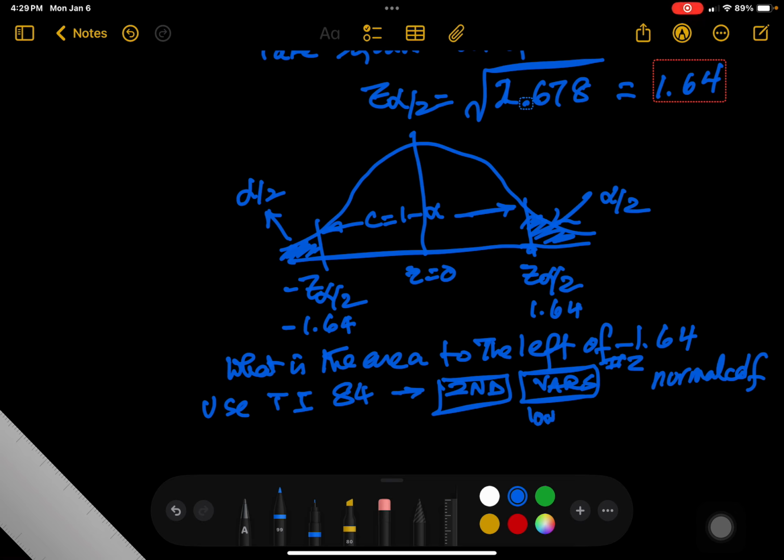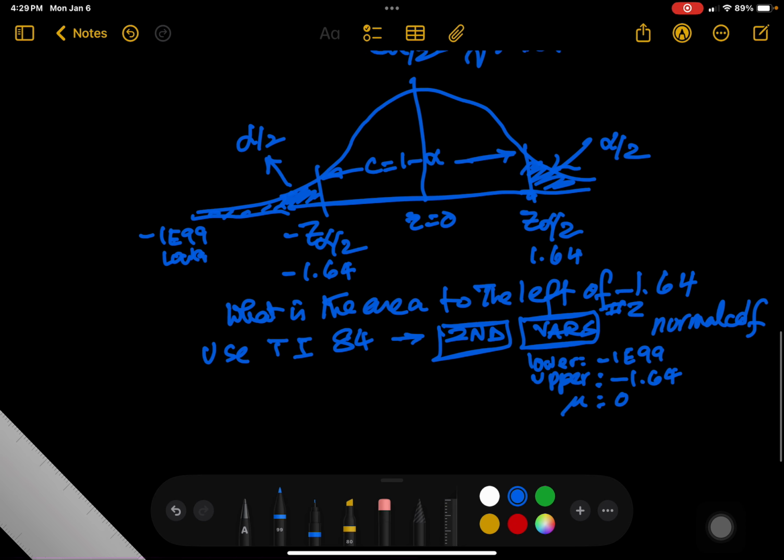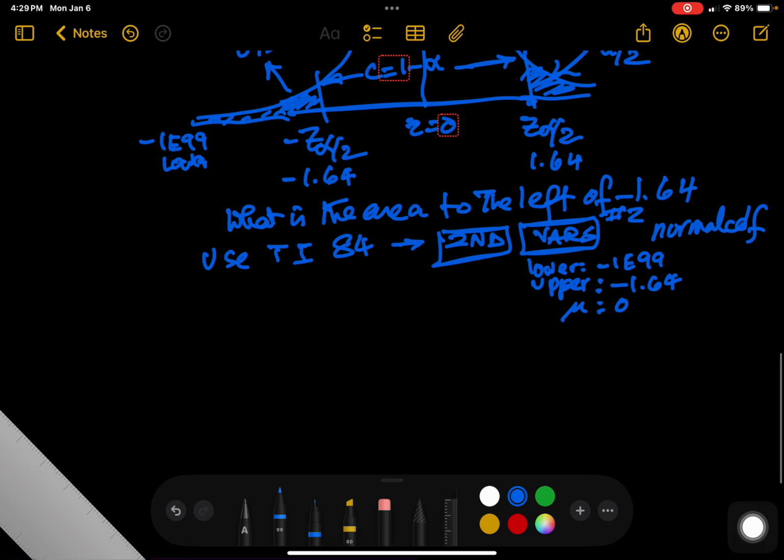Lower is minus 1E99, as it is always set in the calculator. That's a value on the extreme left where we start our calculation from. This is your lower. But we know the upper. Upper is minus 1.64, and the mean is 0, and sigma is 1. Do not touch those. Okay, upper is minus 1.64.